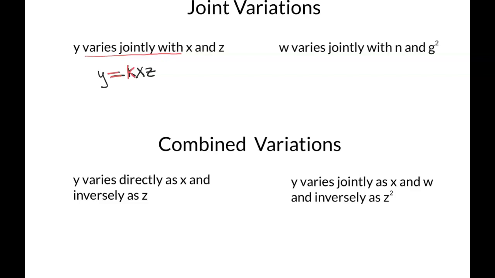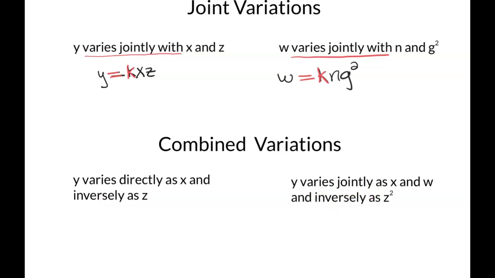So over at this one, it says w varies jointly with, so I'm going to translate that as y equals k, and then the two variables are n and g squared. But I still have varies jointly with, meaning the same thing as varies directly as, but I've just got two variables instead of one. And then it's possible to combine variations so that you've got direct variations and inverse variations in the same equation, or you could have joint variations and inverse variations together.